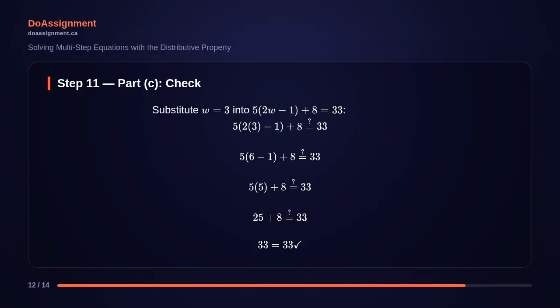Check, replace w with 3. Inside the parentheses, 2 times 3 is 6, minus 1 is 5. Then 5 times 5 is 25 plus 8 is 33. That equals the right side, so w equals 3 is confirmed.